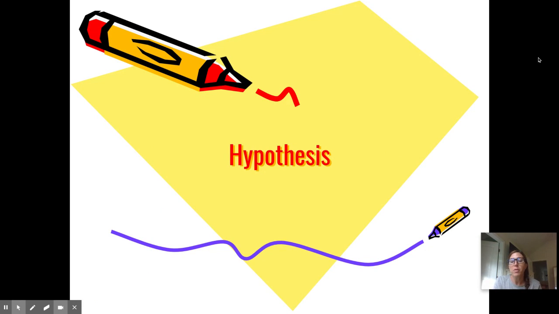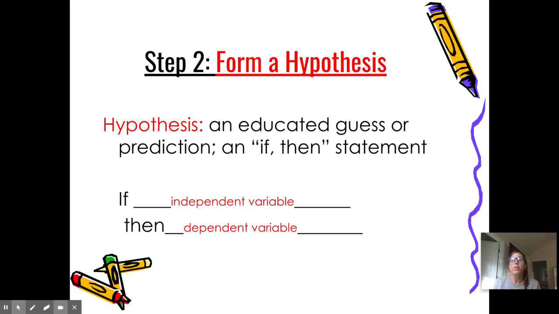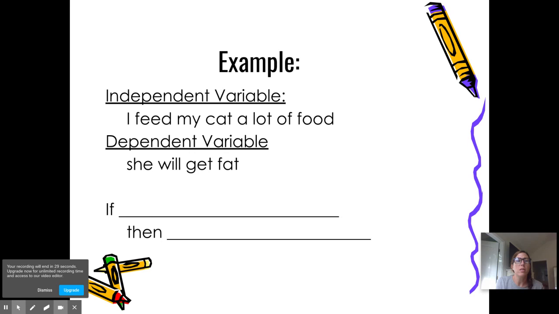Okay, so looking at a couple things more in depth, hypothesis. If you look at a hypothesis, the if part of the statement contains the independent variable for your experiment, and the then part of the statement would represent the dependent variable. So in this example of independent variable and dependent variable, the if part of the statement would be, if I feed my cat a lot of food, then she will get fat.